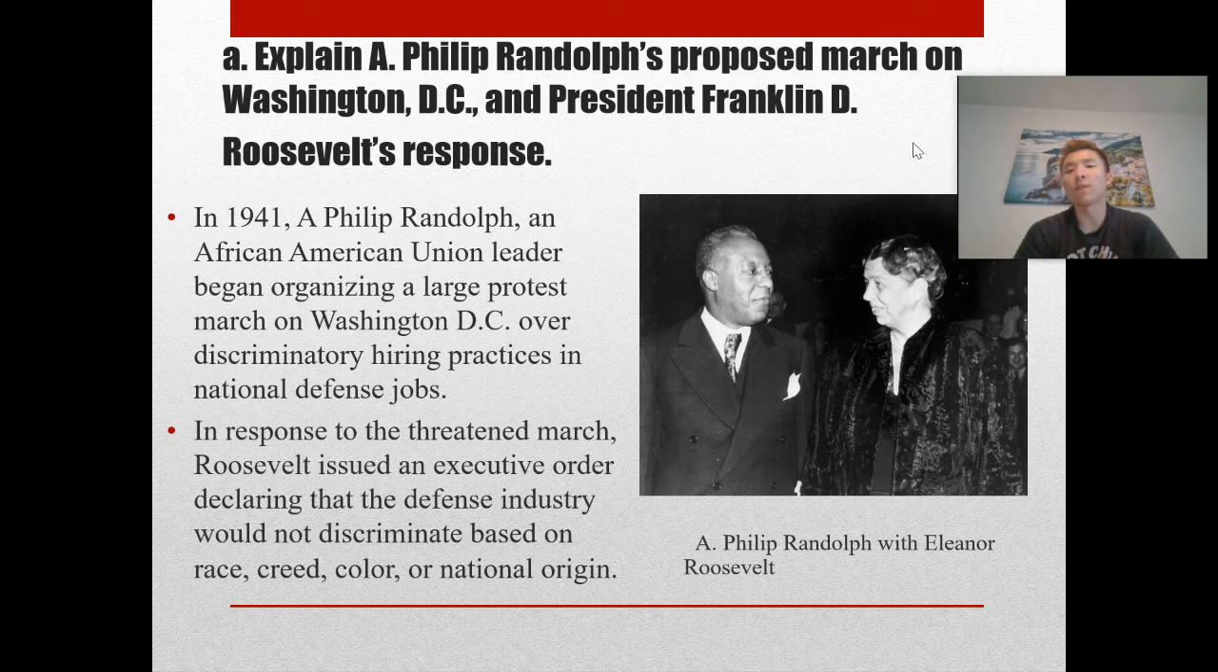But before any of this was to happen, President Roosevelt issued an executive order declaring that the defense industry would not discriminate based on race, creed, color, or national origin. As pictured here, there's A. Phillip Randolph along with Eleanor Roosevelt, the First Lady of the United States. Because at the time, 1941, World War II has been going on for a couple of years, so Roosevelt did not want on his plate a large-scale civil rights movement that could potentially interfere with focus on the war effort.